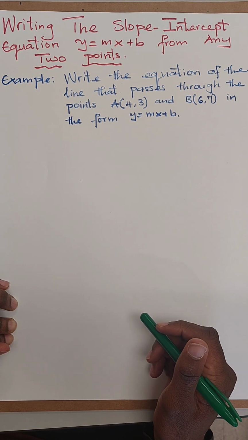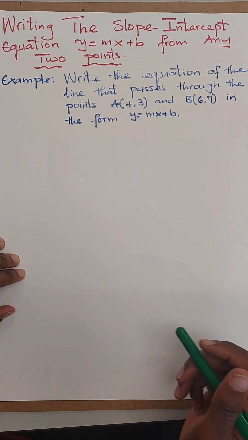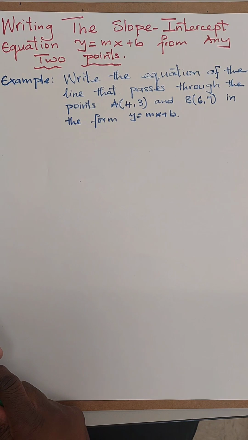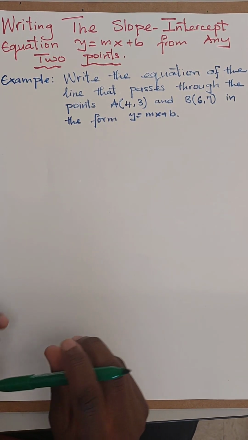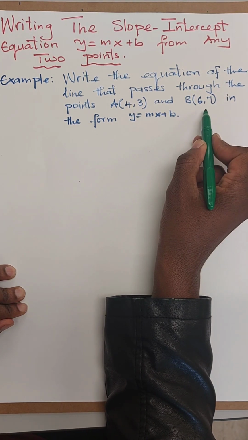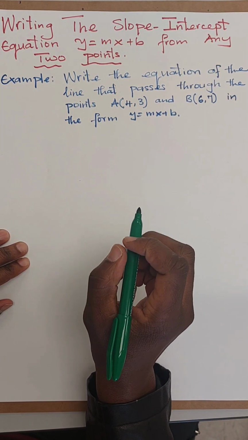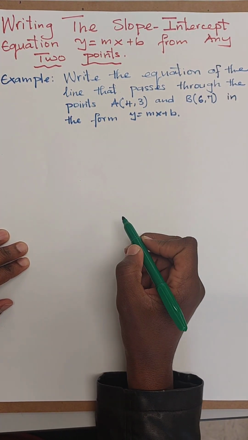Now, in this video, we are going to write the linear equation provided that we know any 2 points on the line whose equation we are trying to write. Consider that we have a line that passes through 2 points A and B, and the coordinates of these points are given as coordinates of A (4, 3) and coordinates of B (6, 7). We want to write the equation in the form y equals mx plus b.